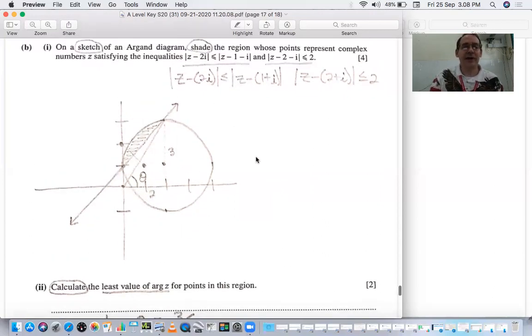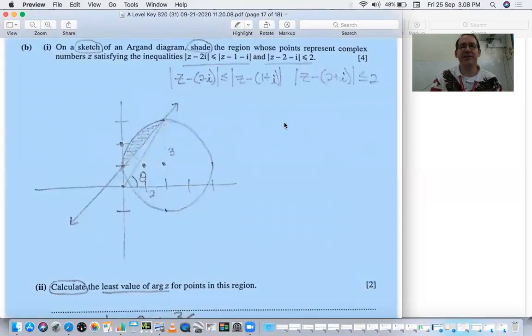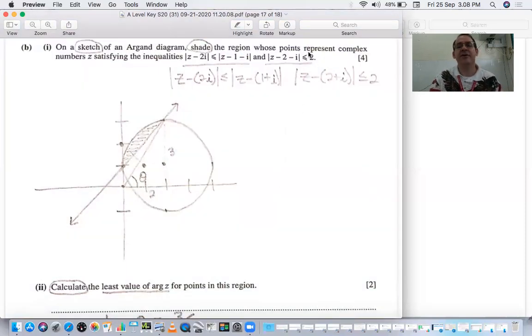So here's our graph. Now it says shade the region whose points represent the inequalities. Notice it's less than the radius, that means inside the circle. And it is less than, meaning it's closer to the 2i than it is to the 1 plus i. So if we're inside the circle and closer to the 2i than to the 1 plus i, that's this little region right here that's being shaded.